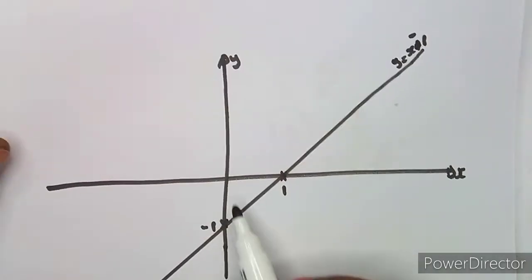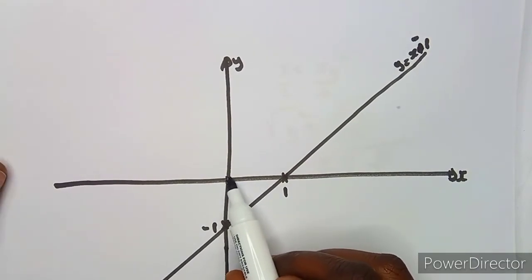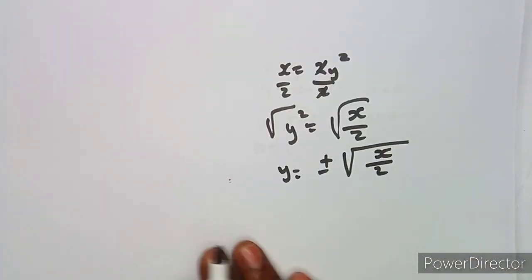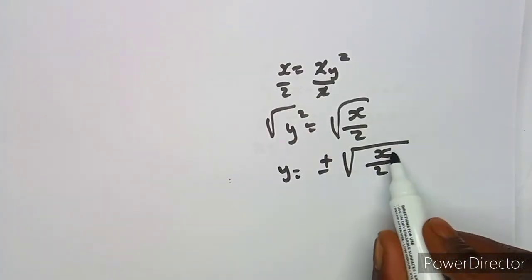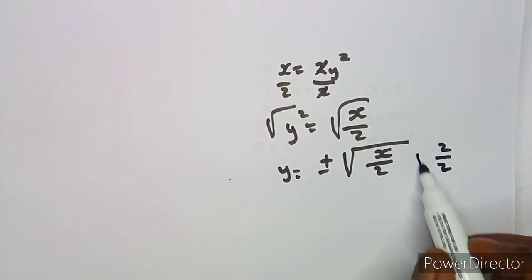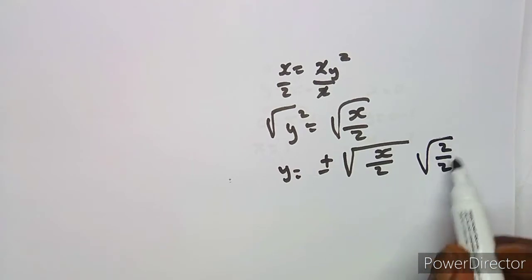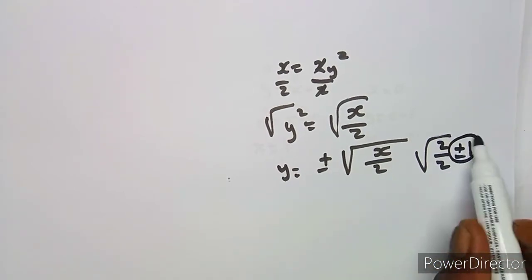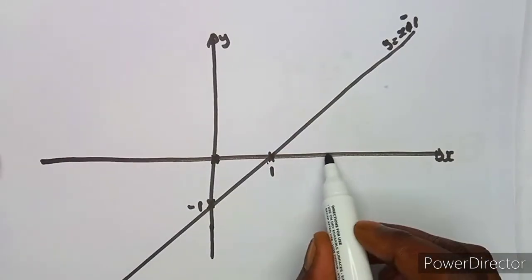which means when x is 0, we've got plus or minus, so we're going to have two values. Okay, we move on. Maybe when x is equal to 2, let's just move on to 2. When x is equal to 2, we are going to have 2 over 2, which is the square root of 2 over 2, which is going to give you 1, but it's plus or minus 1. So there are two possible values when x is equal to 2.